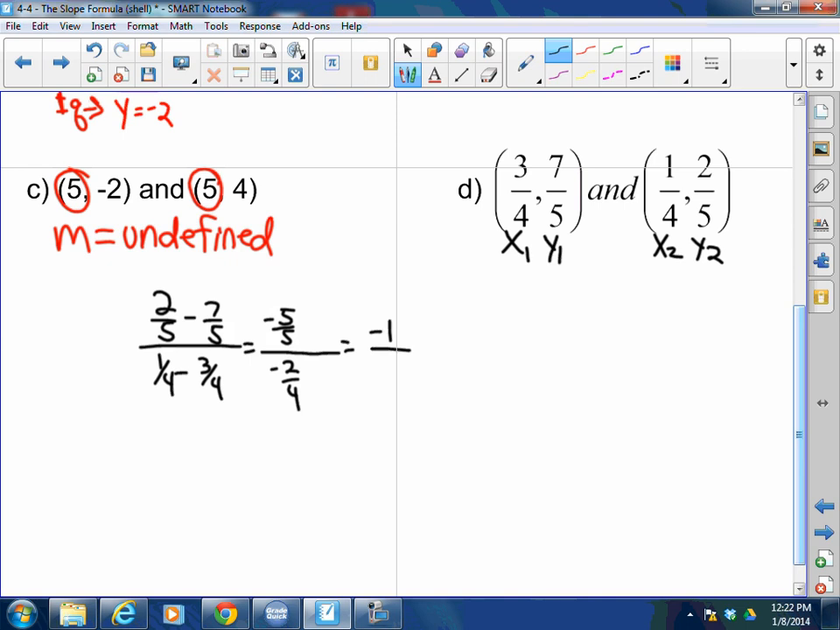Very good. Over, what does negative 2/4 simplify to? Negative 1/2. Thank you. Now, how do I divide fractions? Stay, change, flip. So stay, change to multiplication, flip. Negative 1 times negative 2 is 2 over 1, and that's my slope.